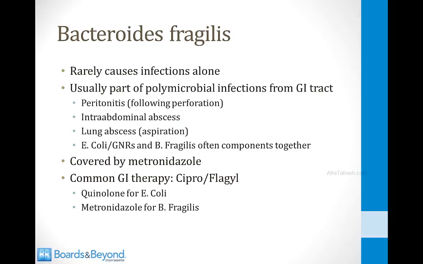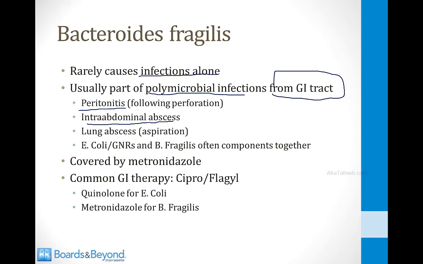It's rare for Bacteroides to cause infections alone, but it's usually part of polymicrobial infections that start in the GI tract. So for example, patients who have peritonitis following perforation often have Bacteroides involved. People with intra-abdominal abscesses, for example, people who have diverticulitis can have small abscesses at the end of a diverticulum. B. fragilis is usually involved there.